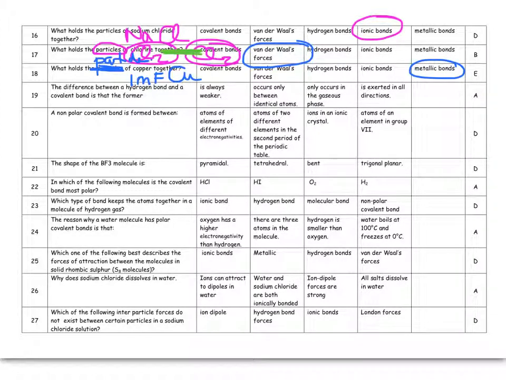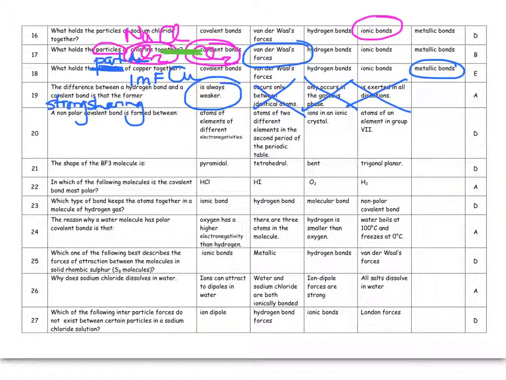A covalent bond is a strong sharing of electrons. Okay? So a hydrogen bond, it's an intermolecular force, is always weaker than the strong sharing of electrons. Hydrogen bond does not occur between identical atoms. It does not only occur in the gas, in fact it occurs in solid and liquid, and it is exerted in a very specific direction from positive to negative.